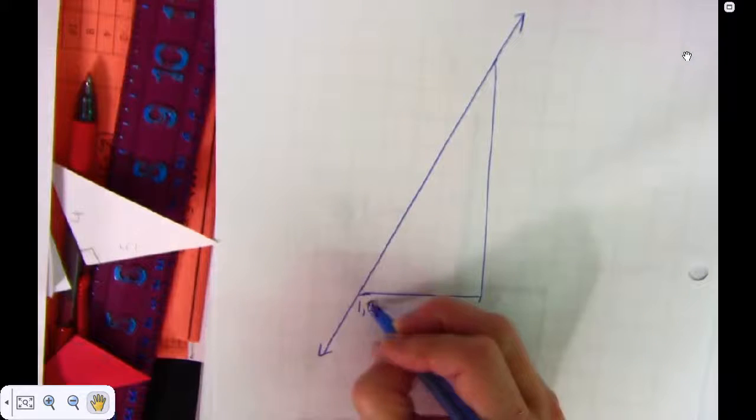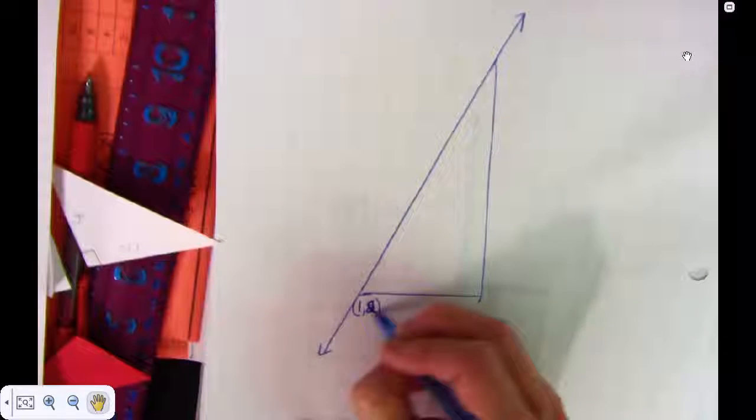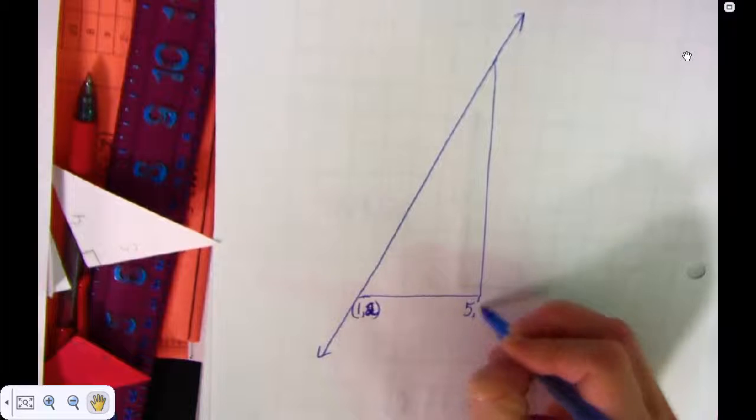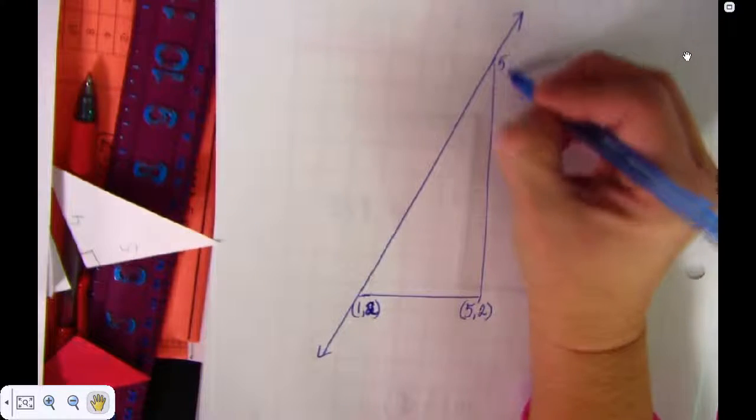Sorry. This is 1, 2. Right, 1, 2 right there. Right, 5, 2. And then write 5, 10 up there.